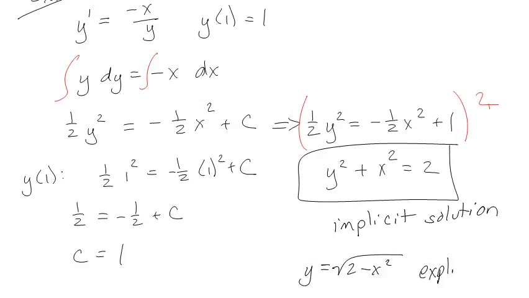Because if I really wanted, I could solve for y and get an explicit solution. So if you're ever doing a problem and it asks you for an implicit solution, just know that it means it's okay to leave it in terms of the equation of a circle, or however you want to do it. It doesn't have to be explicitly in terms of y. Kind of makes sense? Okay, got it. All right, let's try another one.